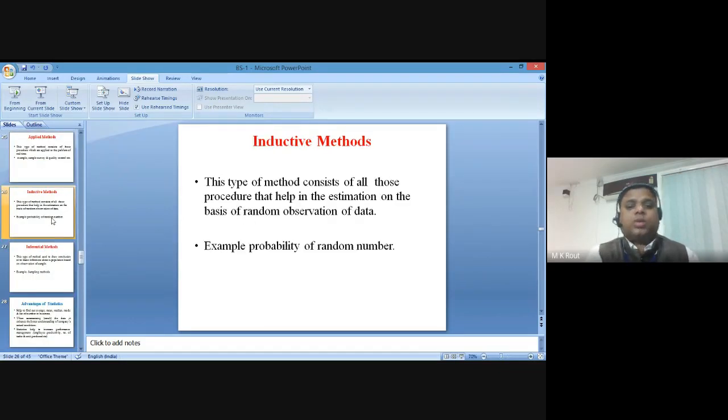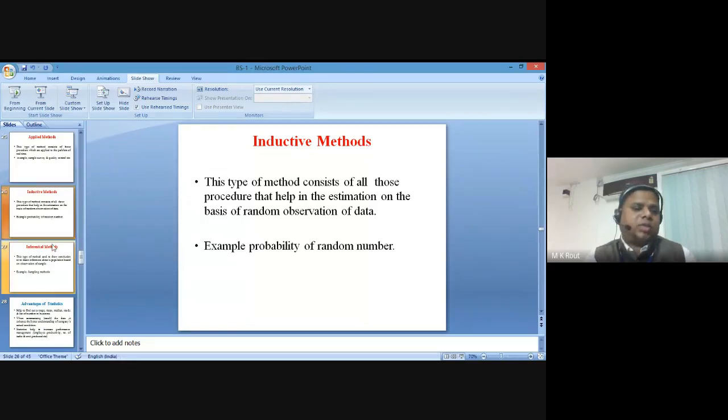The next one is the inductive method. This type of method consists of all those procedures that help in estimation on the basis of random observation of data. An example is the probability of random numbers. Whenever a company assigns a team to directly collect some random observations in the market, you can use the probability of random numbers to identify different parameters of that market survey.